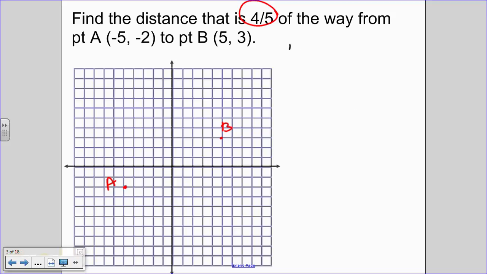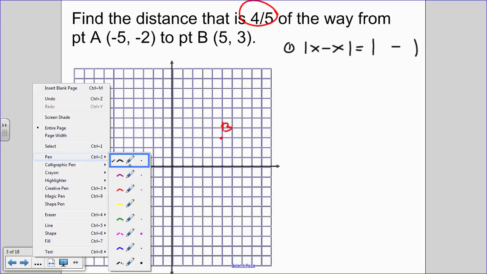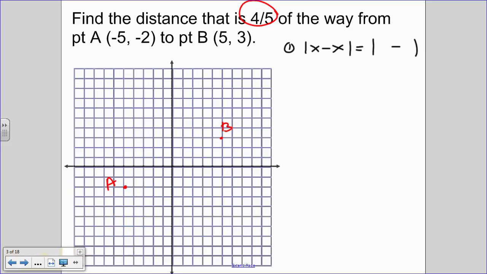So the first step is find the total distance of your x's. So to do that, you're going to take the absolute value of both x's. The x's in this problem are -5 and +5. So let's find the distance between those x's. If you use a calculator, you would find out the distance between those is 10. Or you can simply just count this direction and it would give you 10 as well.